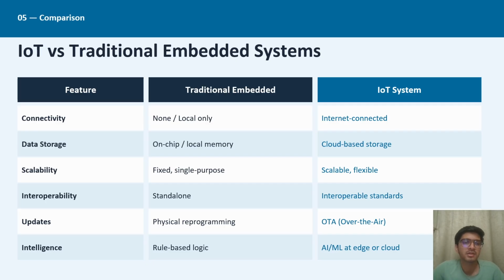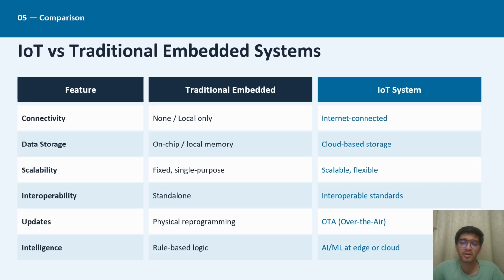Coming to the comparison of IoT versus traditional embedded systems. Traditional embedded systems are isolated, fixed functions, a microwave controller, a washing machine timer. They cannot update remotely. They don't connect to the internet and they can't share data.